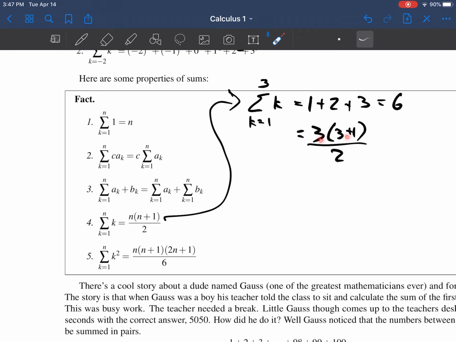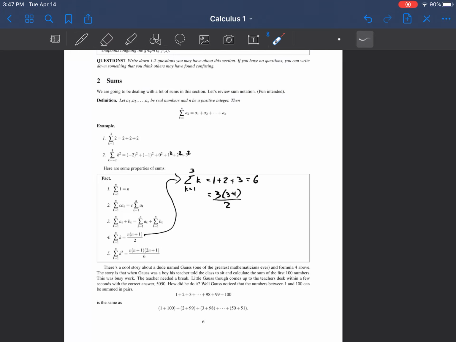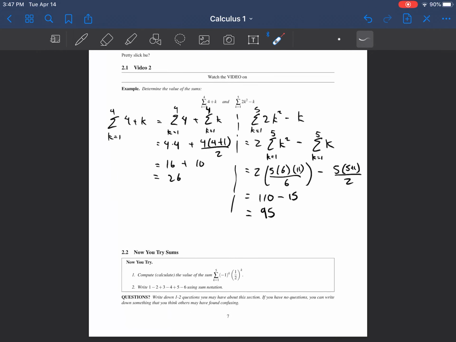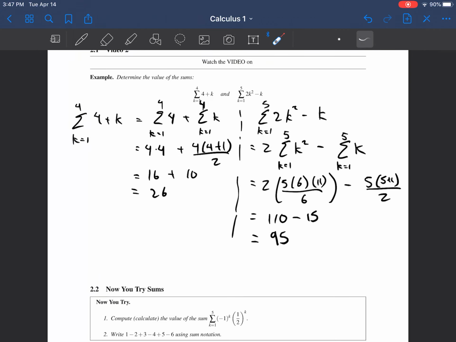If I do this, I get 3 times 4, and then divided by 2. So 3 times 4 is 12, divided by 2 is 6. So I see that I get the same number. Let's look at a few more examples. I wrote down some examples here.